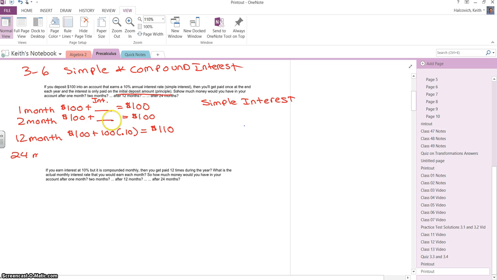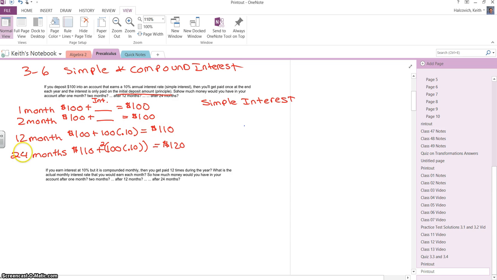And 24 months, you take the $110 that you have plus another 10% of 100, multiply that by 2 because you've done it twice now, and that's where you'll have $120 of interest.